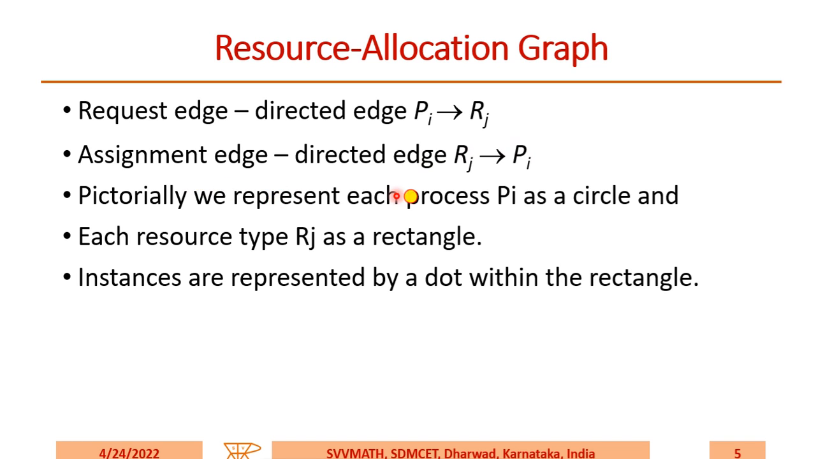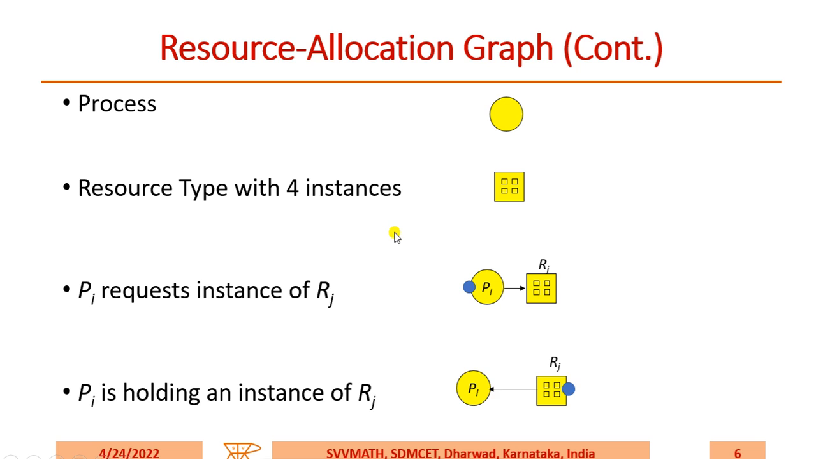Pictorially, we represent each process as a circle and each resource type Rj as a rectangle. I may have many resource instances; those are represented by a dot within the rectangle. Observe it, try to understand. This is how we represent a process, and this is how we represent a resource type. The number of instances is written inside.